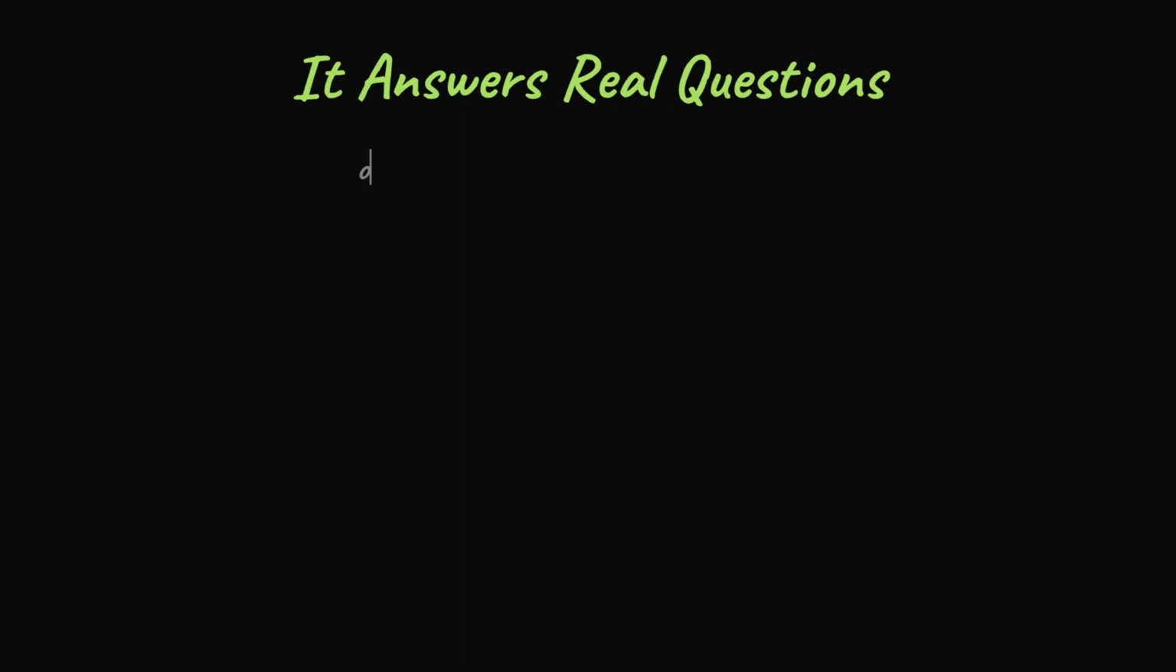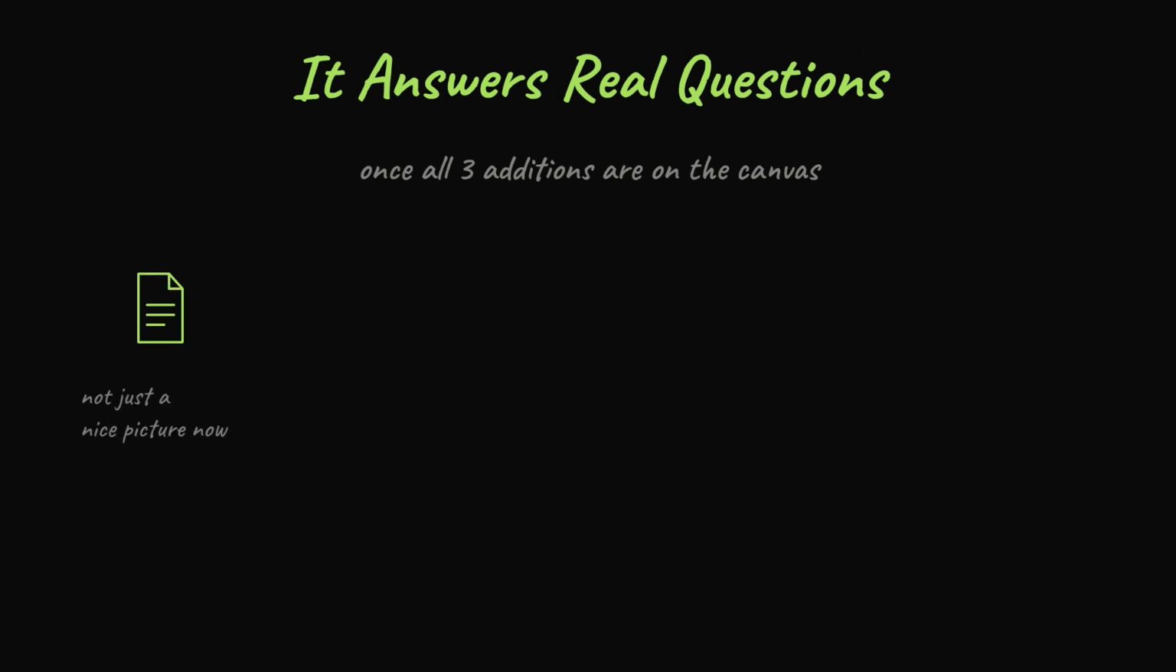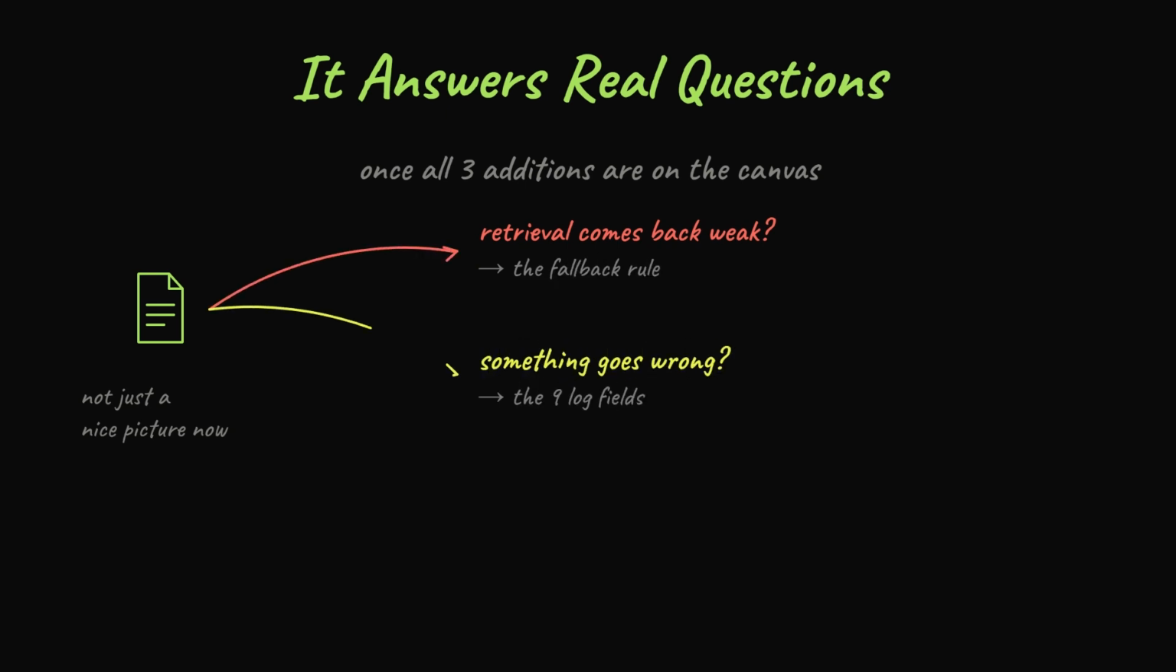Once all three of these are on the canvas, the diagram stops being just a nice picture and starts answering real questions. What happens when retrieval is weak? What gets recorded when something goes wrong? What data feeds your evaluation set later? And now this diagram is something you can actually hand to other people.